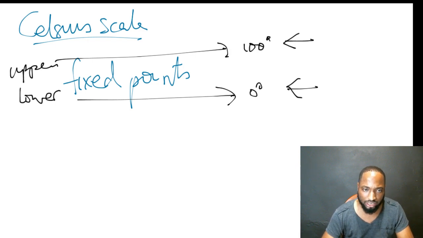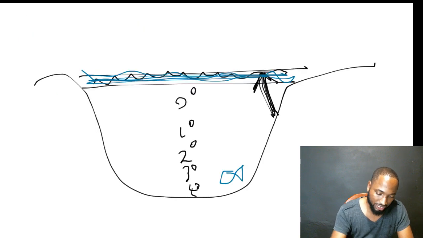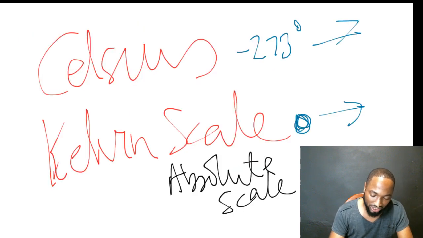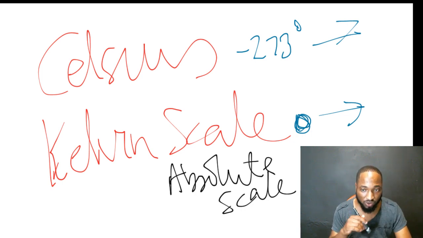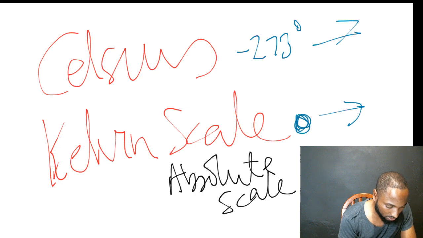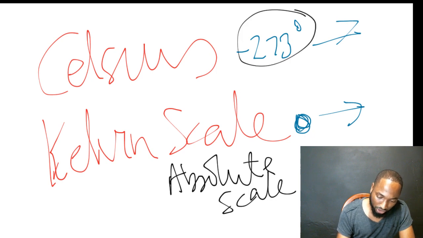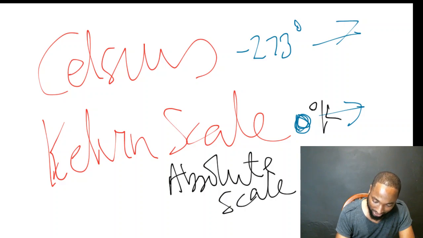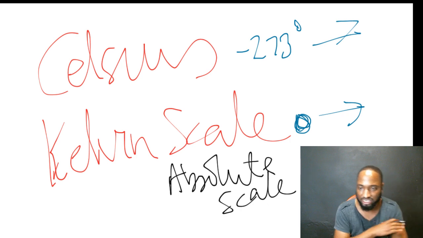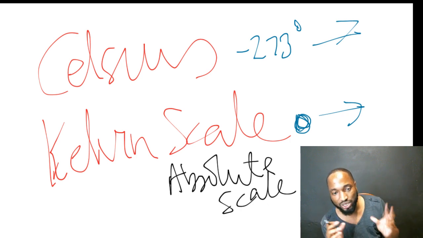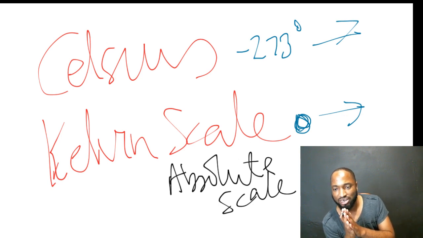But the absolute scale starts from zero. Your Kelvin scale starts from zero. The Kelvin scale sets absolute zero as 0 Kelvin, which is also negative 273 degrees Celsius. So not degrees Kelvin, zero Kelvin. At 0 Kelvin, aka negative 273 degrees Celsius, there is zero heat. There are no heat particles left vibrating. There's just no energy being given off there. Radiation, that's what I'm looking for.